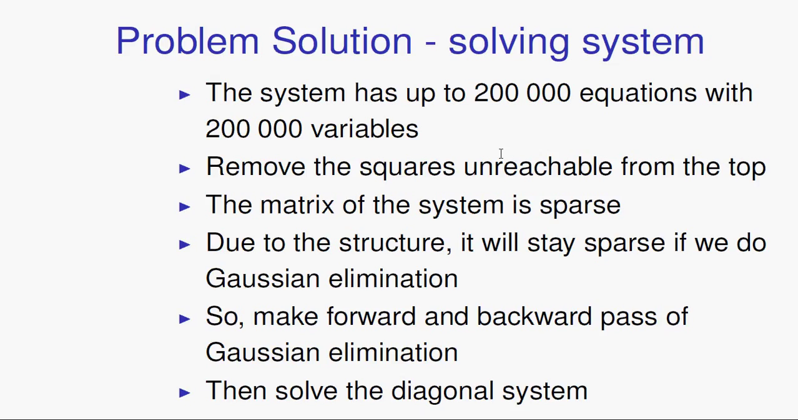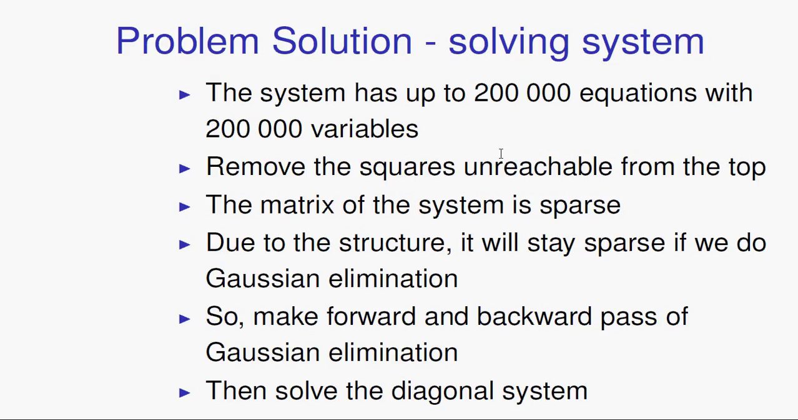Then what we should mention is that the matrix of the system is sparse initially, because for each equation only 4 other variables other than the variable for this square have non-zero coefficients. So in each line, which may have like 200,000 variables, only 5 of them have non-zero coefficients. And due to the structure of this matrix, we can prove that if we just do regular Gaussian elimination, the matrix will still stay sparse.